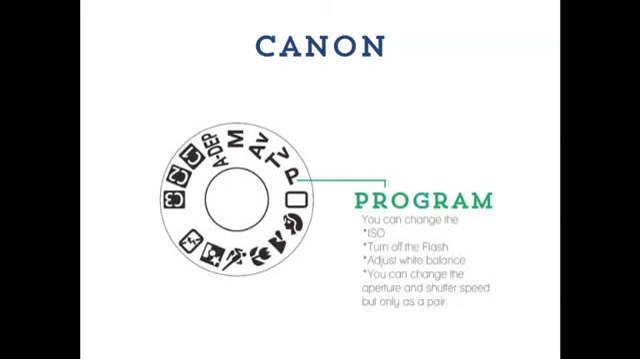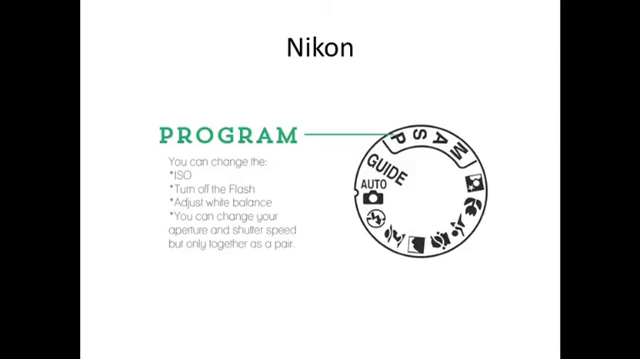Program mode, the camera will choose settings for you, but then you have a lot of opportunities to kind of switch things up. So you can change your ISO, you can turn off the flash, you can adjust white balance, and you can change the aperture and the shutter speed, but only as a pair. So the camera will give you a suggestion, and then you can change them, but you have to change them together. You can't change the settings individually. It's very similar with Nikon, and it's also represented by the P on your camera dial.